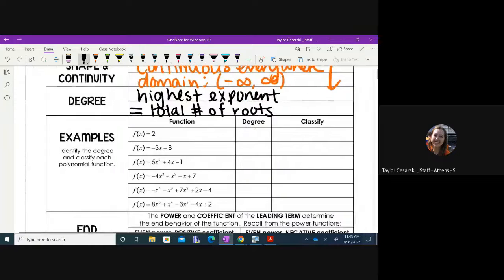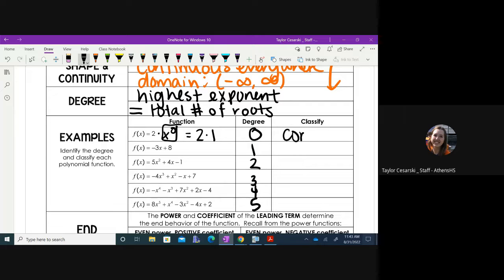All right, so some quick examples here of degree. You should be familiar with this terminology, but this just goes 0 all the way down. Now you might be wondering where the 0 comes from. We can visualize this as 2 times x to the 0th power, and we know that anything to the 0th power is equal to 1. So that would just be 2.